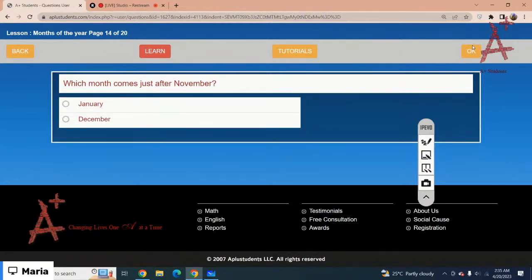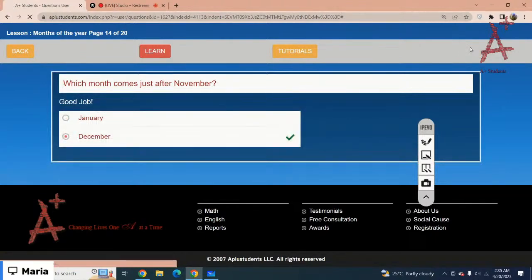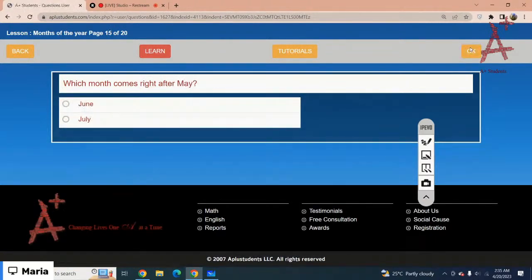Which month comes just after November? It would be December. Got it? It would be June. Got it? Okay, you can complete the test by yourself later today.